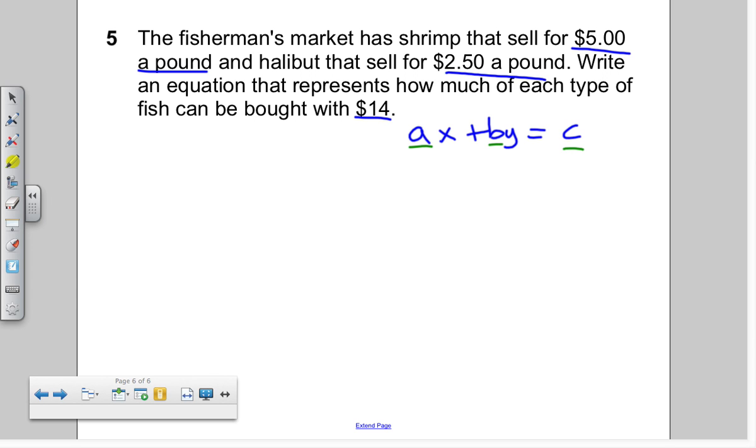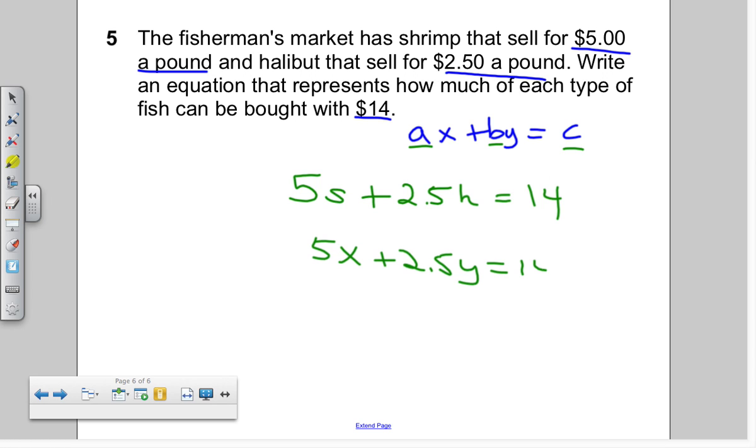So I'm going to use, let's see, it says $5 for the number of pounds of shrimp. So I'm going to let S represent the number of pounds of shrimp. I add to that 2.50 times the number of pounds of halibut, and that should total $14. And I believe if you use the Y and X instead, so X represents the number of pounds of shrimp, Y represents the number of pounds of halibut. That's the equation you would get.